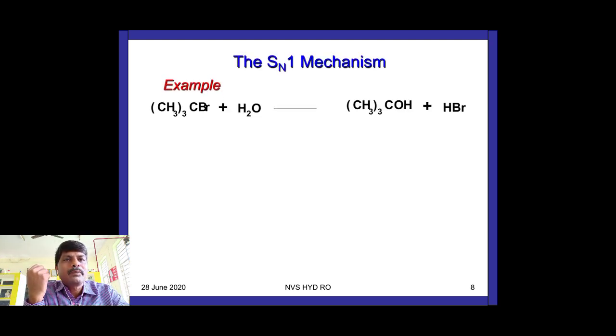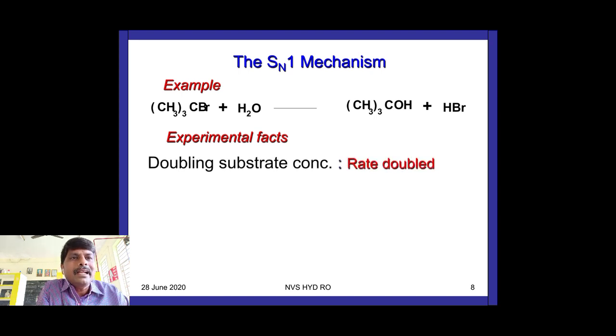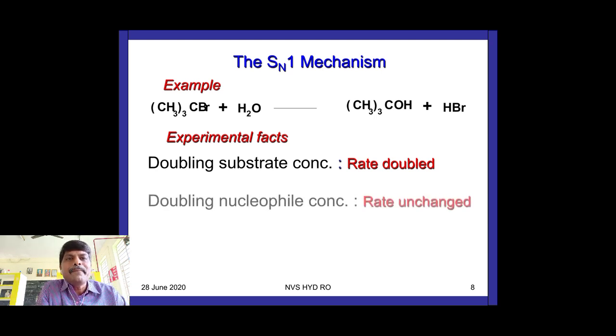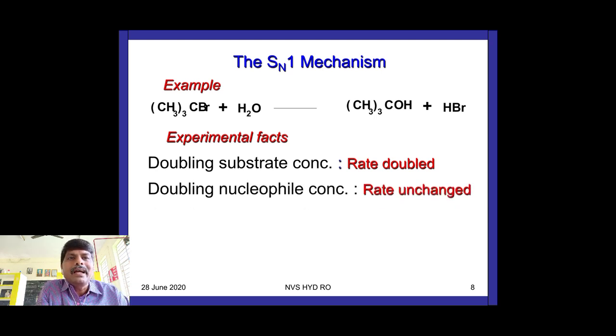So again I will explain with an example. Tertiary butyl bromide: you take tertiary butyl bromide, hydrolysis, you will get tertiary butyl alcohol. Here you double the concentration of tertiary butyl bromide, your rate of reaction also doubles. So that means the rate depends on the concentration of tertiary butyl bromide only. Rate depends on the concentration of alkyl halide only.